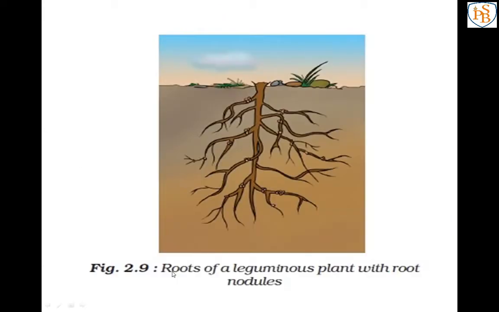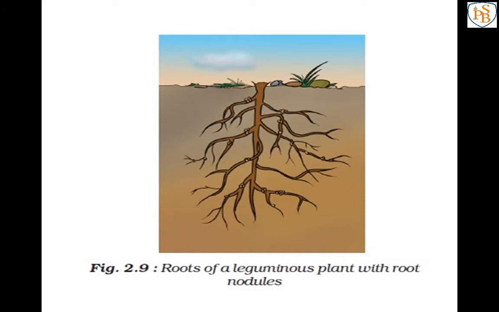See this image, okay, this is a leguminous plant, a plant that gives pulses. So the roots are there, and at the root nodules some bacteria are present. Those bacteria are known as rhizobium bacteria, which live in the root nodules of leguminous plants, for example beans, peas and many pulses.